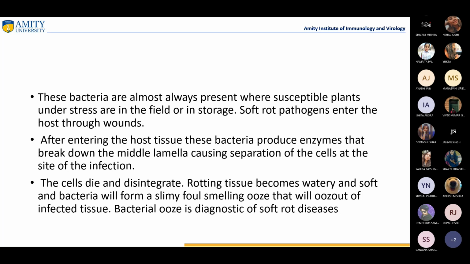Yes, so after entering the host tissue, these bacteria produce enzymes that break down the middle lamella, which causes separation of the cells at the site of the infection. So when these cells die and disintegrate, the rotting tissue becomes watery and soft, and bacteria will form a slimy, foul-smelling ooze that will come out of the infected tissue. So bacterial ooze is again a diagnostic for soft rot diseases. So this kind of smelly ooze can be seen in the plants or plant parts.